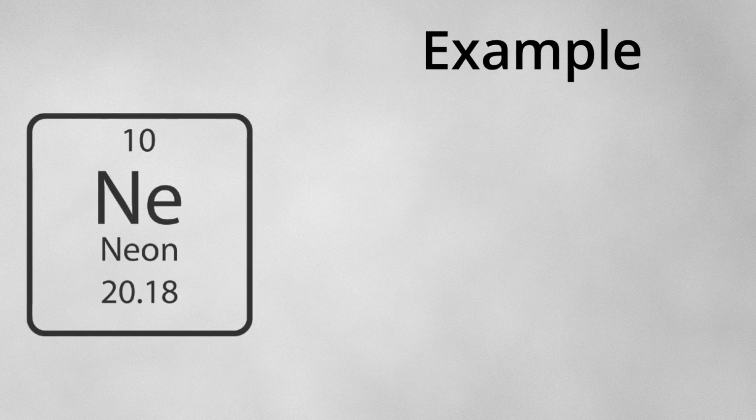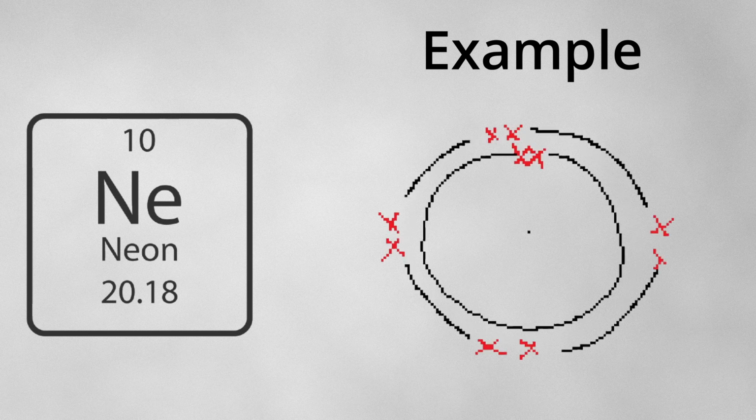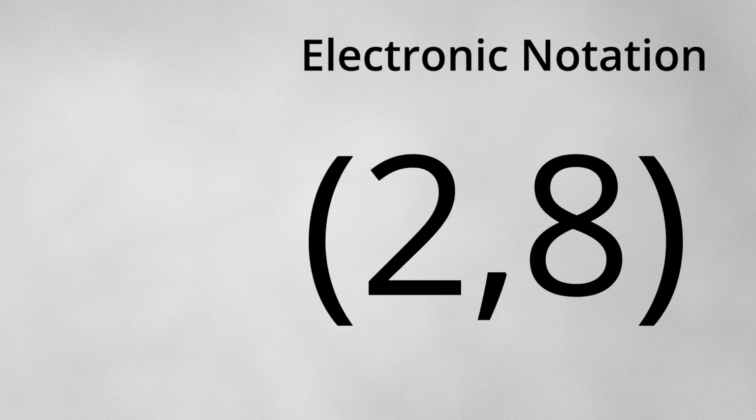For example, neon has an atomic number of 10. In the first shell there must be 2 electrons, and in the second shell there must be 8 electrons. This element is now stable, since its outer shell is fully occupied. Electrons come in pairs. For neon, the electronic notation would be 2-8.